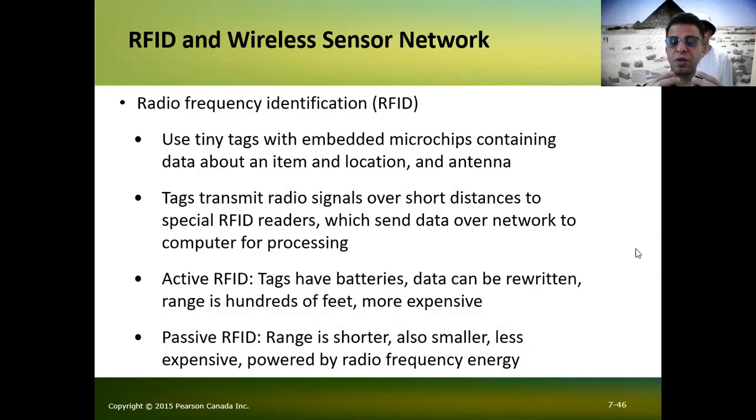In the passive, you write it once with the machine on the PC, and that's it. You cannot rewrite again. It has a very short range, I think maximum 3 meters or something like that. Also, it's smaller, lighter, less expensive, and powered by radio frequency energy.